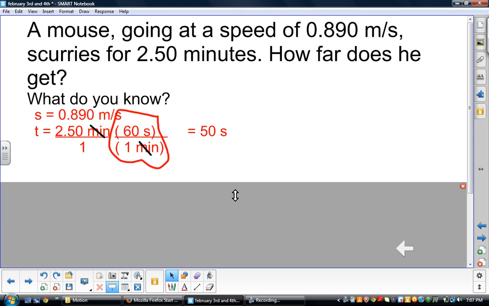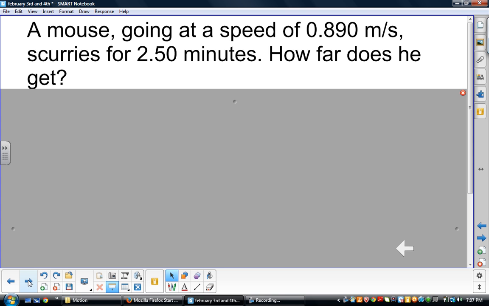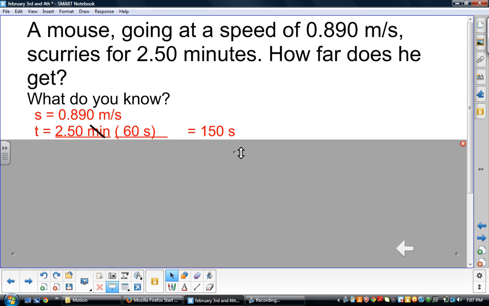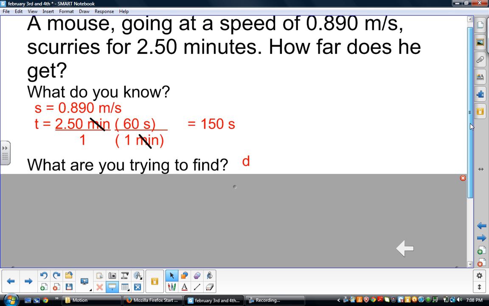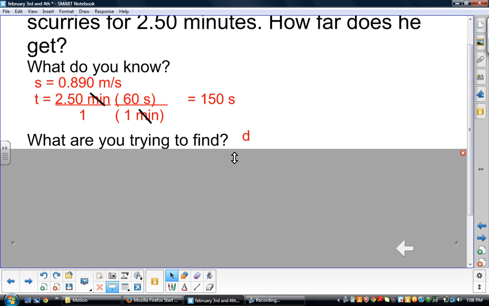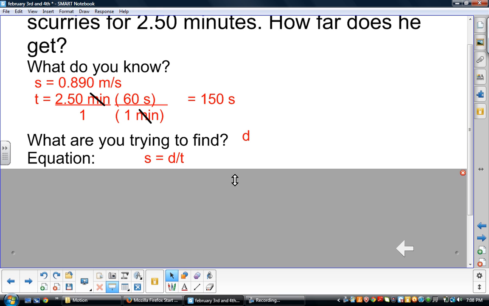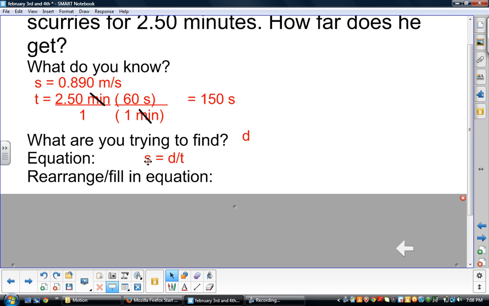Alright, so now we have our speed and our time. What are we trying to find? We're trying to find how far does he get. Notice I didn't write how far did he get. I wrote D, because how far did he get is asking us to find the distance that he's traveled. Here's our equation. Speed is distance over time. Now we rearrange it and fill it in, so I'm going to rearrange this equation to solve for distance.